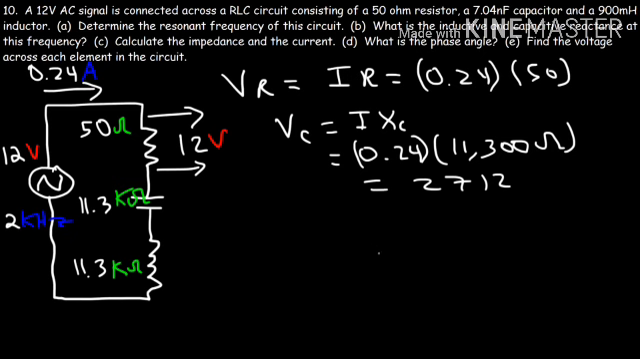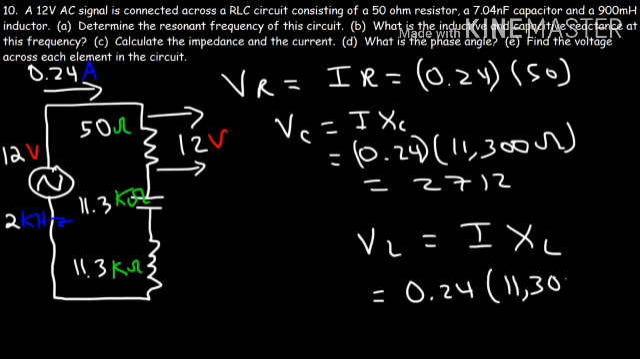Now, VL, which is I times XL, is going to give you the same answer. You have a current of 0.24 and an inductive reactance of 11,300. So you can get 2712 volts.